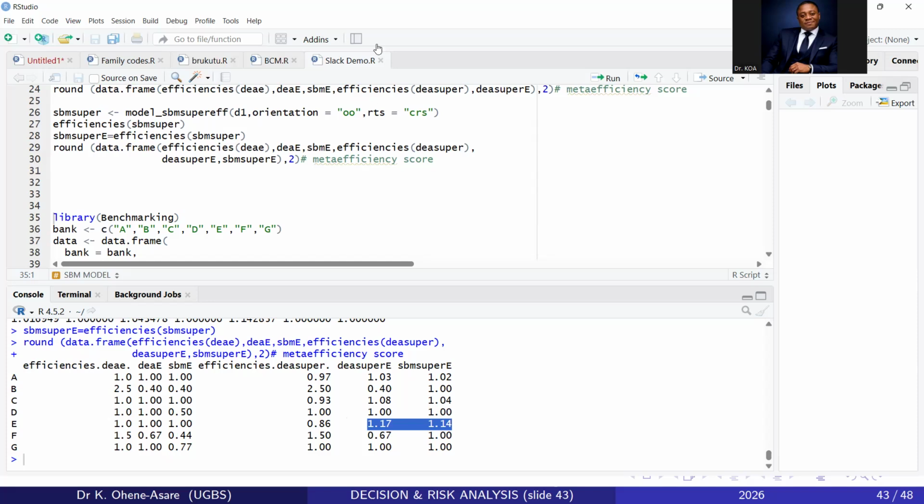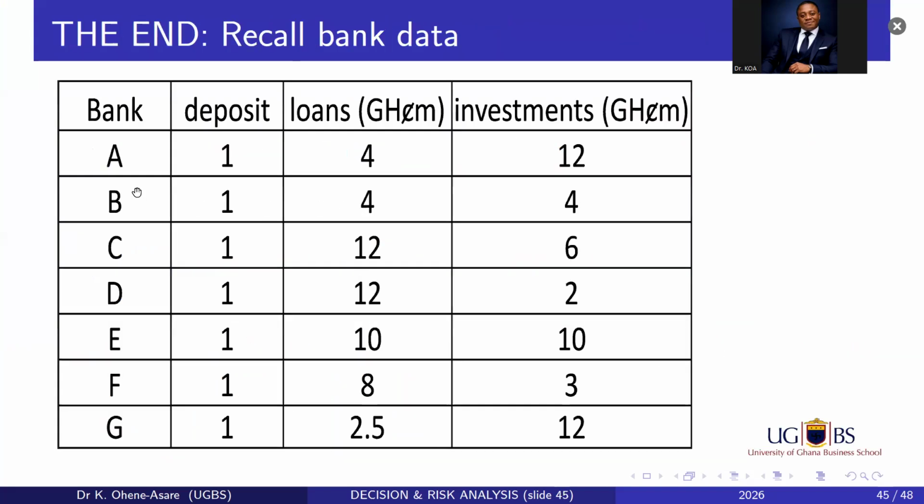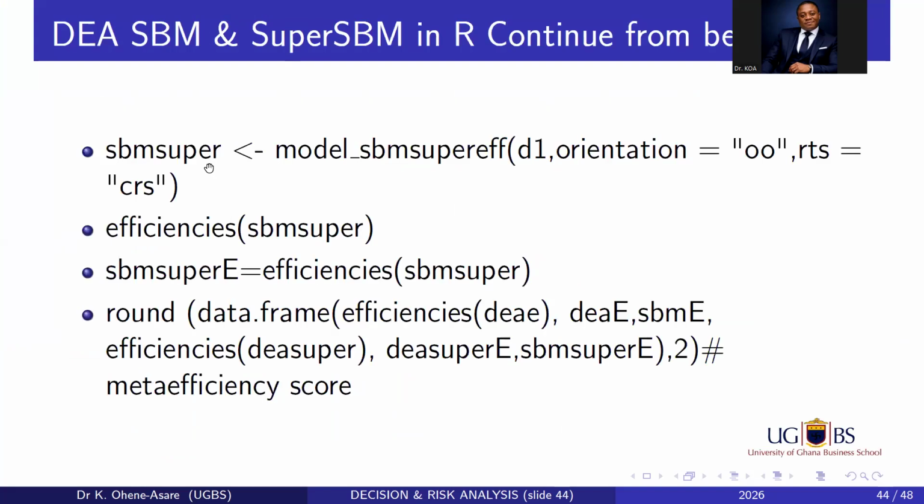Okay. So, ladies and gentlemen, these are the important things that you need to know about DEA and SBM and super efficiency models. And that brings us to the end of the entire caboodle.